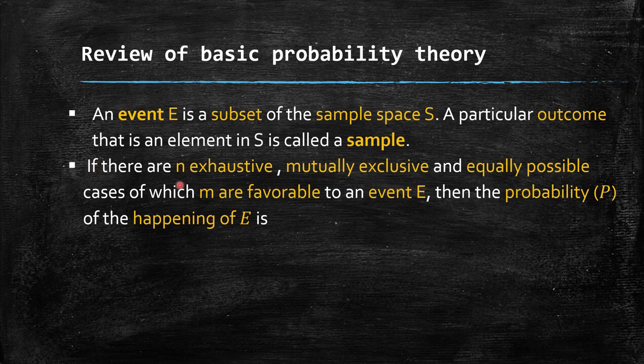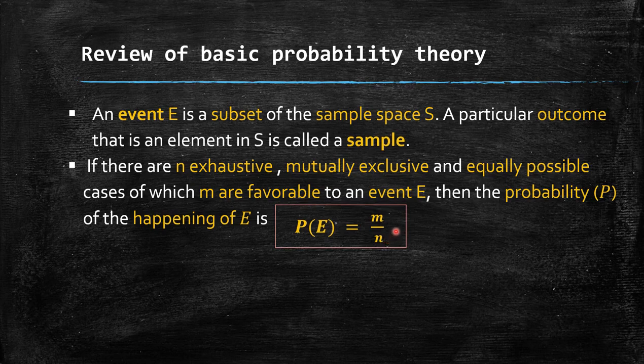So if there are n exhaustive, that means encompassing the entire range of possible outcomes, mutually exclusive, disjoint, that means they do not occur at the same time, and equally possible cases, that is, having the same theoretical probability or likelihood of occurrence, of which m are favorable to an event E, out of n possible outcomes, then the probability P of the happening of E is given by P(E) = m/n.